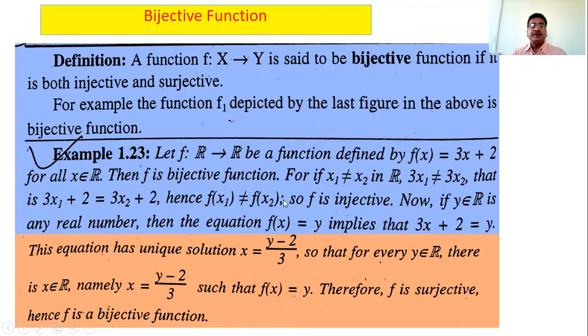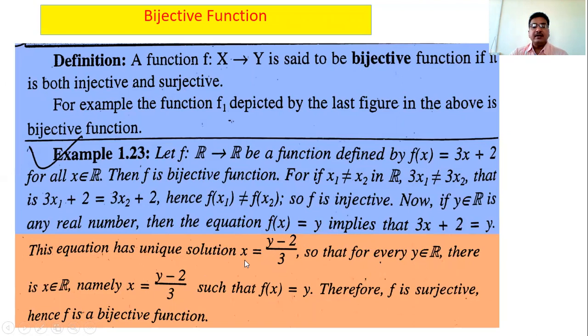To find the pre-image of y means we have to find the value of x, because here we take x as the pre-image. Then the equation f(x) is equal to y implies 3x plus 2 is equal to y. And this equation has a unique solution. x is equal to what? Shift the 2 over: y minus 2, divided by 3. So the value of x is (y minus 2) by 3.